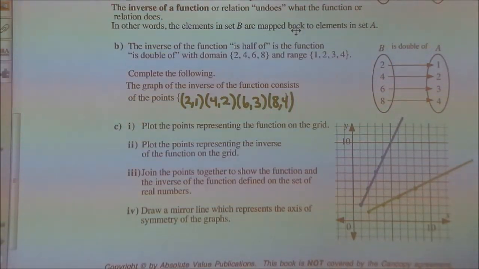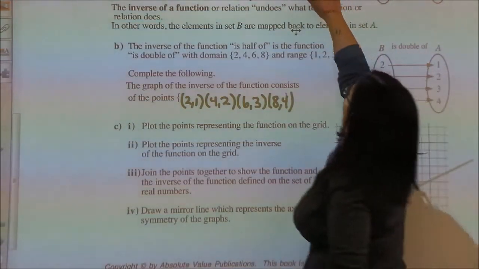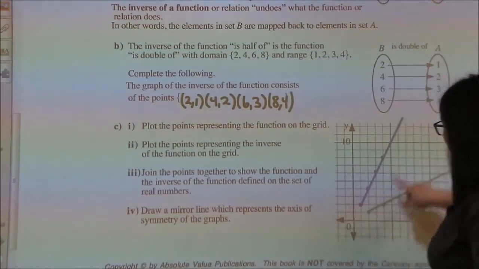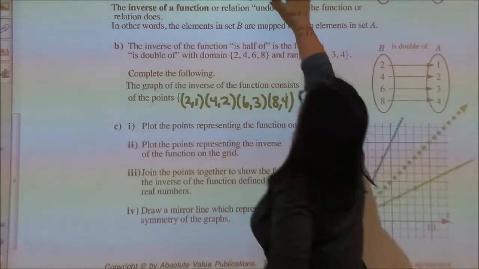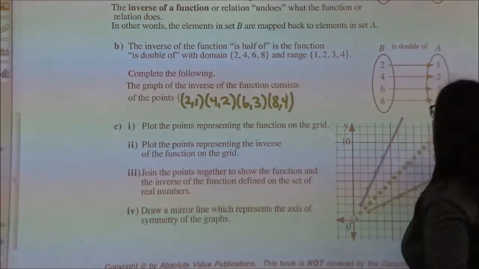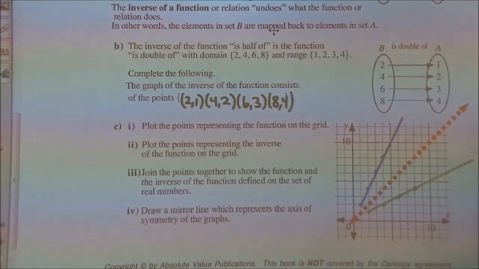Where would that line be? 0 to 10, 0 to 10, 10. Okay, 0, 0 to 10, 10. So if I draw that line, and I'm going to change the color of it, make it red. Does that look like my mirrored line? Yeah.